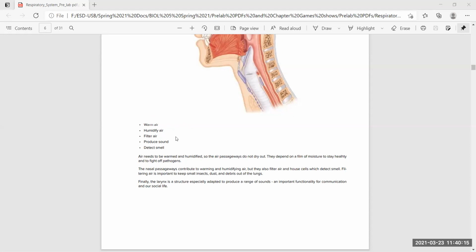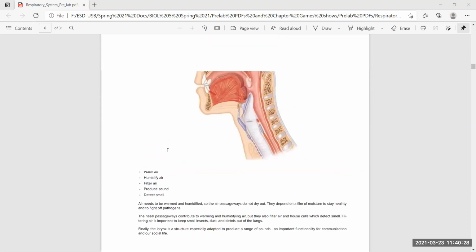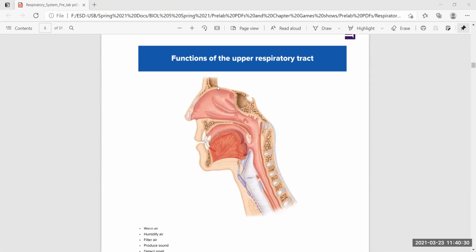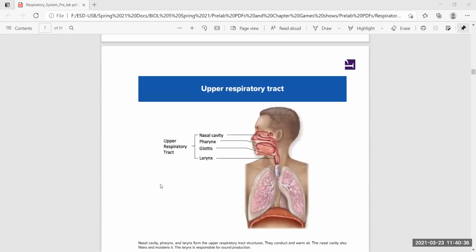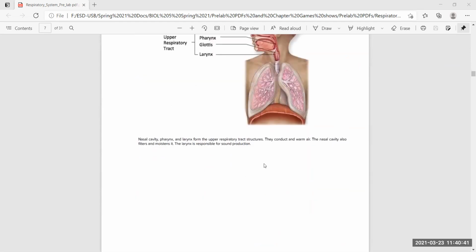So it warms the air, humidifies the air, and filters out any dust particles. It also produces sound because the larynx has the vocal cords which produce sound, and it detects smell. In the upper respiratory tract, the nose has the olfactory bulb here, which helps in smell. Those are the functions of the upper respiratory tract. You can see the upper respiratory tract organs here.